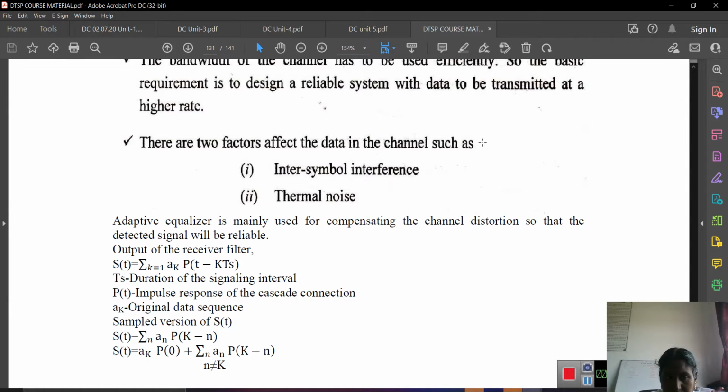The output of the receiver filter is s of t equal to summation k equal to 1 a k p of t minus k Ts. Ts is the duration of the signaling interval, p of t is the impulse response of the cascade connection, and a k is the original data, the sampled version of s of t. So finally we conclude s of t equal to a k p of 0 plus summation a n p of k minus 1. So p of 0 is a normalized function, always 1, and a k is the original output.